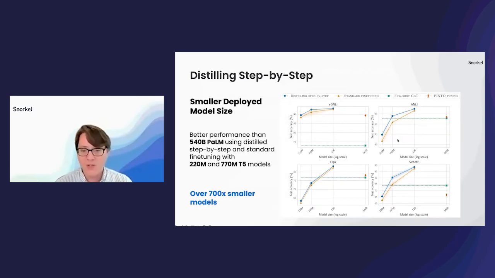And so you also get the benefits of the smaller deployed model size, basically distilling the performance of a 540 billion parameter Palm model into 220 million and 770 million T5 models. So over 700 times smaller than the competitors. And it shows that it even outperforms when you use a pretty powerful baseline technique of few-shot chain of thought prompting, which is this green line here.